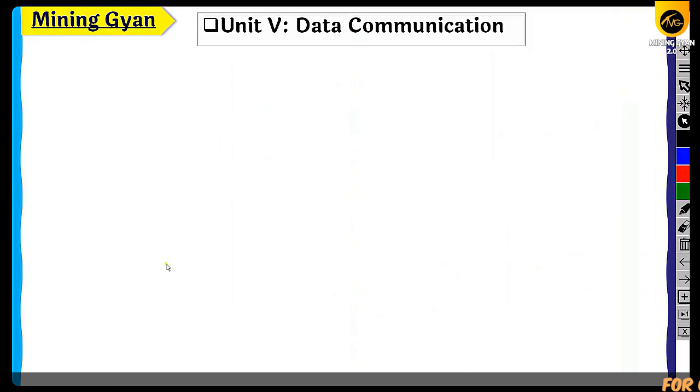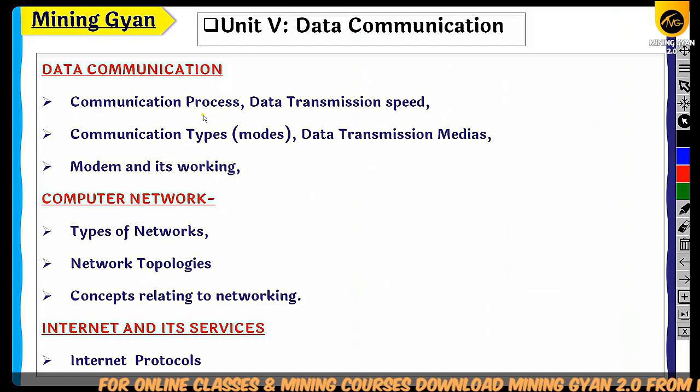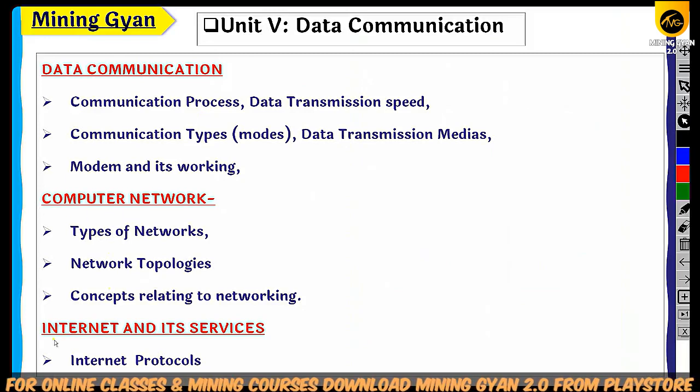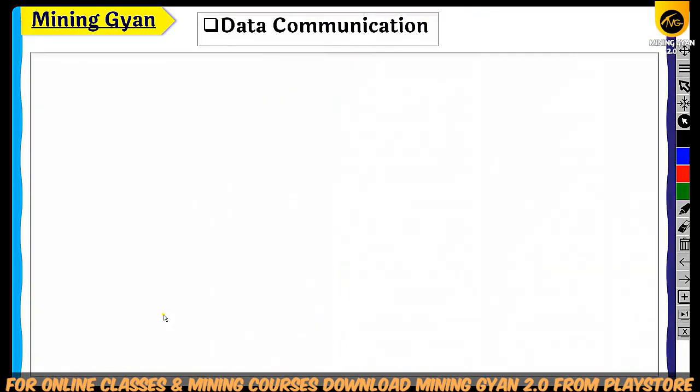So the unit number 5, okay, the subtopic of unit number 5 is data communication. Basically, in this unit, we are going to discuss the communication process, data transmission speed, transmission types and media, modem and its working, then computer network and internet and its services. Okay, so the first topic is data communication.